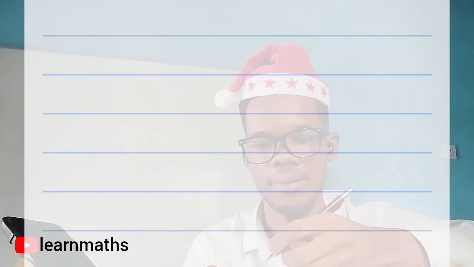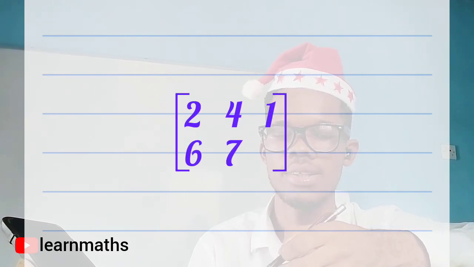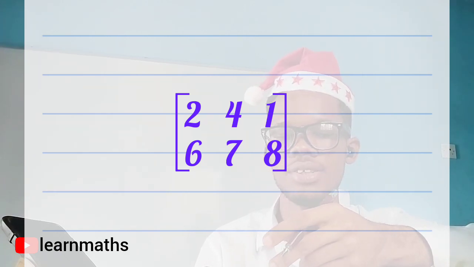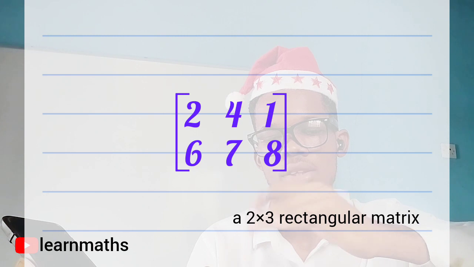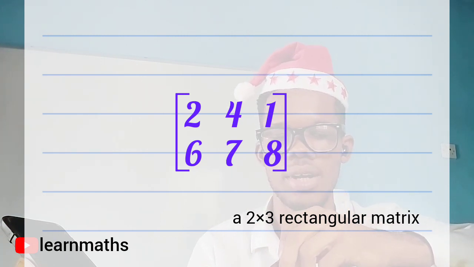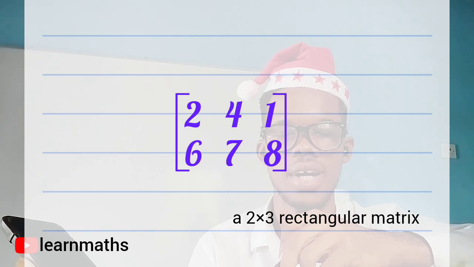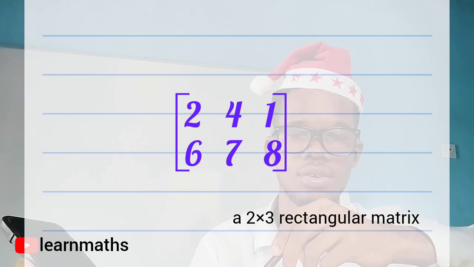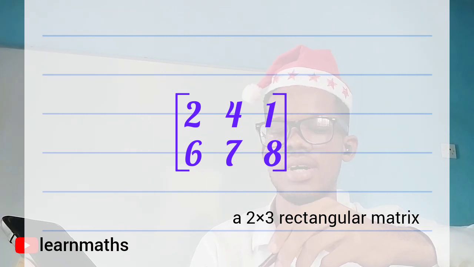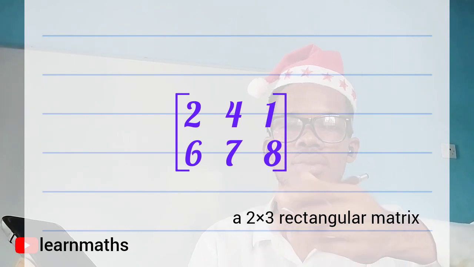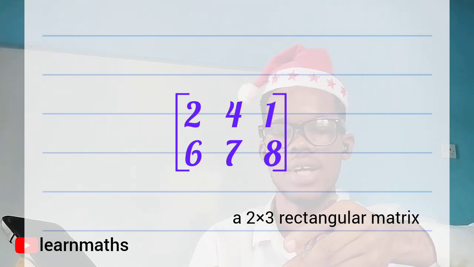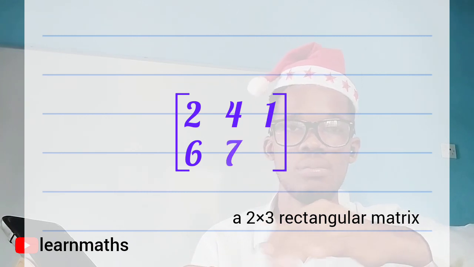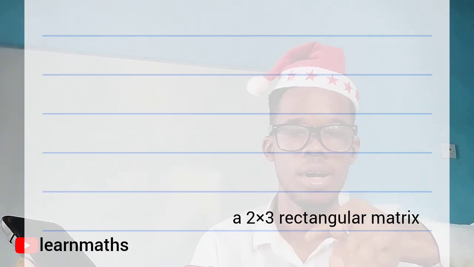Now look at this example here. I have 2, 4, 1, 6, 7, 8. If you look at this matrix, you observe that we have 2 rows. The first row is 2, 4, 1, and the second row is 6, 7, 8. 2 rows, but we have 3 columns. That's 2, 6, the first column; 4, 7, the second column; and 1, 8. So this will be called a 2 by 3 matrix, that is 2 times 3. The 2 stands for the number of rows, while the 3 stands for the number of columns.